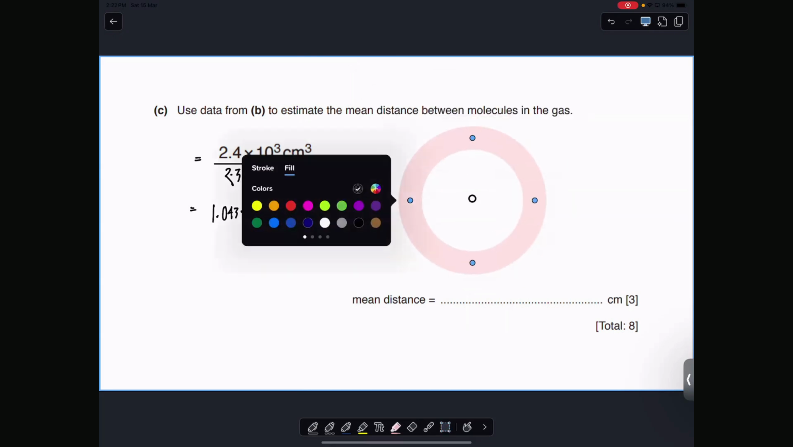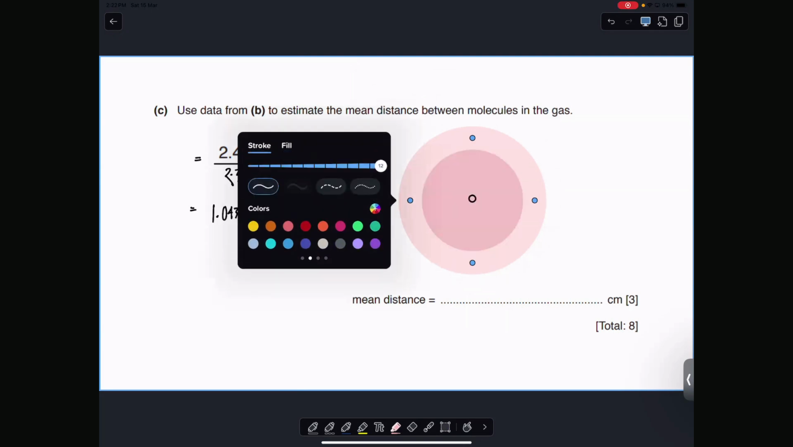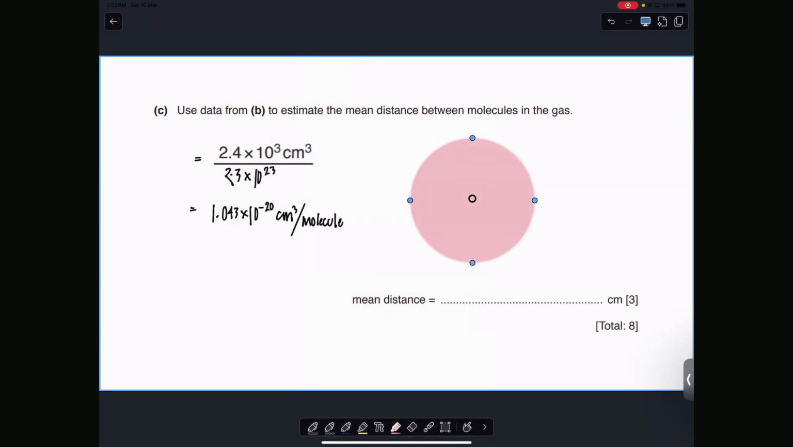In the invisible area, what is occupied? Nothing, because it's a gas, it's empty, right? Now where will the next molecule be? So we are finding this volume. What is the volume of this pink area? 1.043 into 10 to the power minus 20.